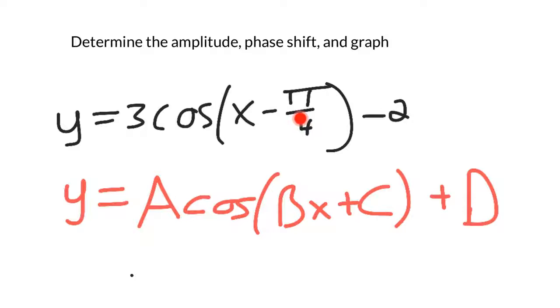So doing a minus pi over 4, that means we're actually going to go pi over 4 spaces forward before we start drawing our cosine graph from the origin. And the minus 2 is a vertical shift. This tells us to go down 2 spaces from the origin to draw our graph.